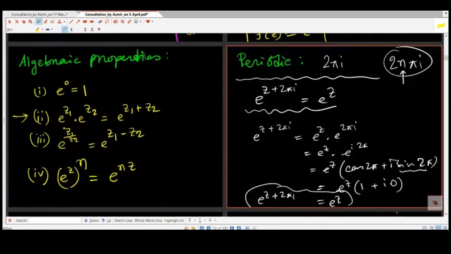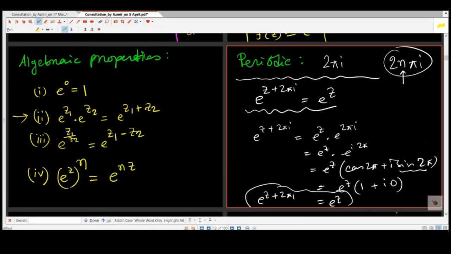Similarly, if we have e to the z1 by z2, we can write e to the z1 minus z2. And lastly, e to the z power n can be written as e to the nz, where n is any integer.